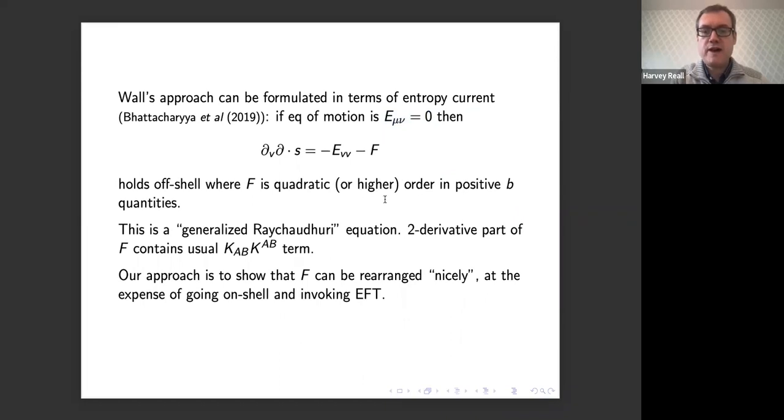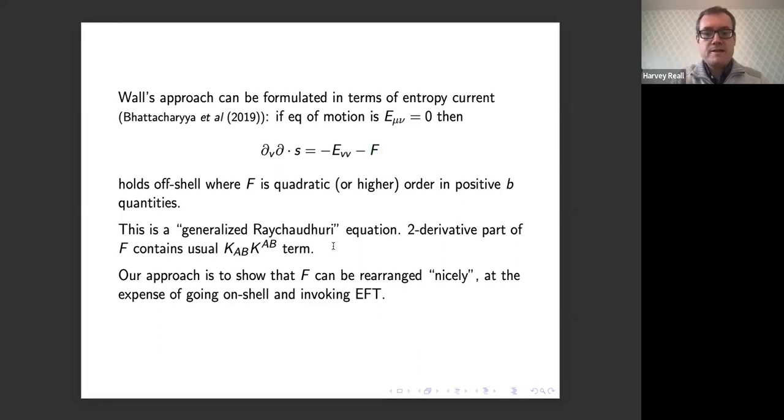Now, remember, these are quantities which vanish for a stationary black hole. So these are also of quadratic or higher order when we consider perturbations around a stationary black hole. So in Wall's approach, these don't matter. And because we're looking just at the VV component of the equations of motion, this is some generalization of Raychaudhuri's equation. In particular, this F here, which is of quadratic or higher order, contains the usual quadratic term in Raychaudhuri's equation that we're familiar with from standard GR, this KK term. But this also contains all sorts of high derivative junk that we don't have much control of a priori.